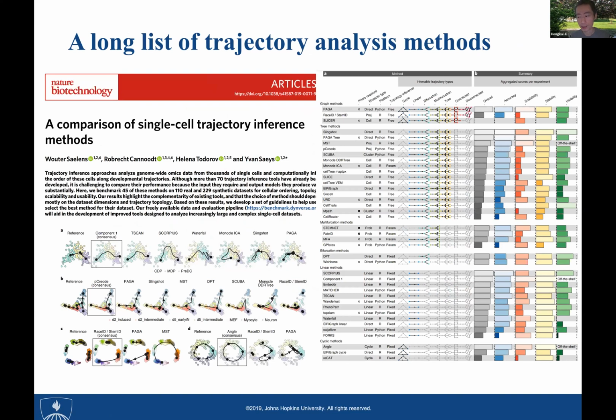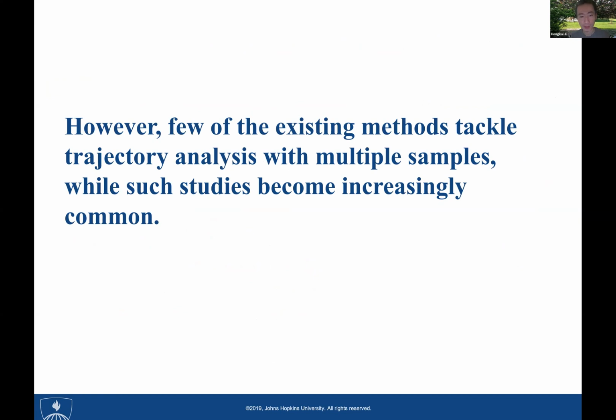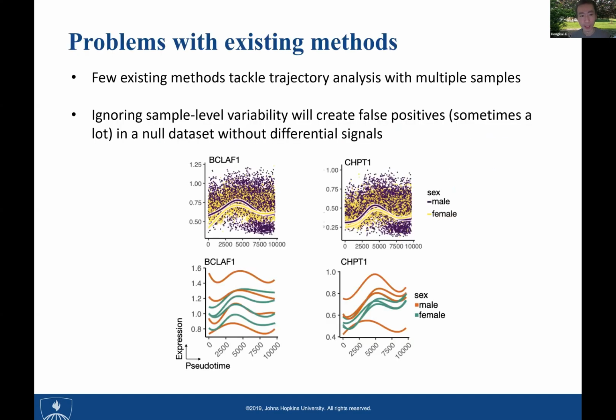And indeed, after that pioneering work, hundreds of methods have been developed for pseudo-time analysis, and it's also been reviewed and benchmarked by this paper. However, when you look at all these existing methods, you realize that very few of them, or almost none, I probably should say, to the best of our knowledge, when we started to work on that problem, no method actually tackled the analysis with multiple samples, right? Even though such studies, as I said before, become increasingly common. So that motivated us to develop our Lamin method.